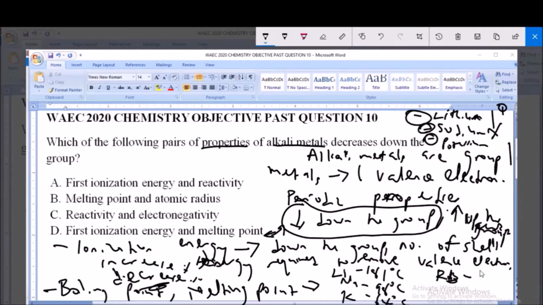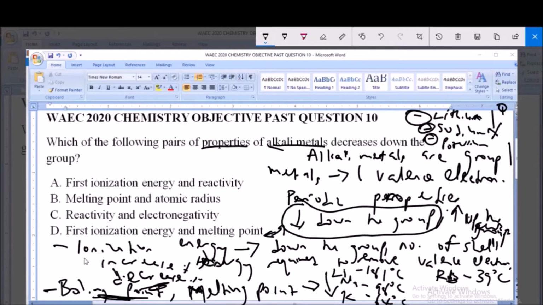as 39 degrees Celsius. So you can see that as you progress down group 1, their melting points decrease, their boiling points also decrease. So melting and boiling points decrease as you progress down the group in group 1, which is the alkali metals.